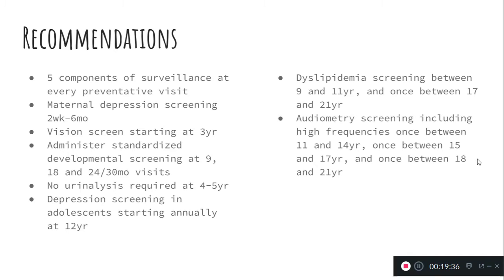Depression screening in adolescents starting annually at 12. Dyslipidemia screening between 9 and 11, and then once between 17 and 21. And our audiometry screening including the high frequencies, between 11 and 14, between 15 and 17, and then between 18 and 21.